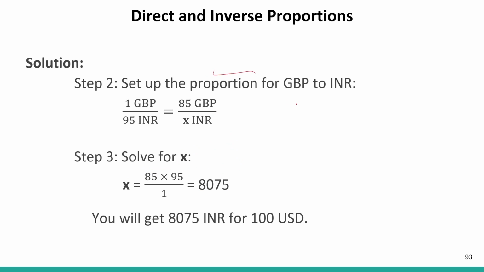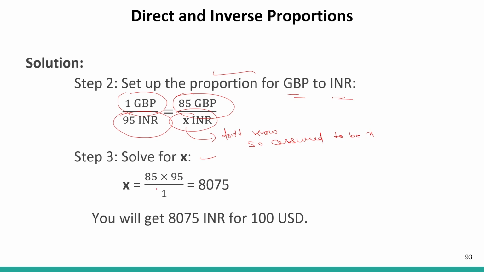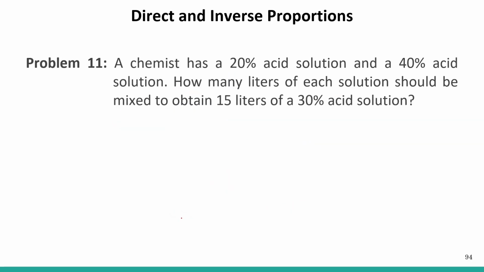Setting up the proportion for GBP to INR. 1 GBP is equal to 95 INR and 85 GBP is equal to X INR. That is what we don't know, so assume it to be X. Solving for X, X is equal to 85 into 95 is equal to 8075. So you will be getting 8075 Indian rupees for 100 US dollars. This will be the correct answer.